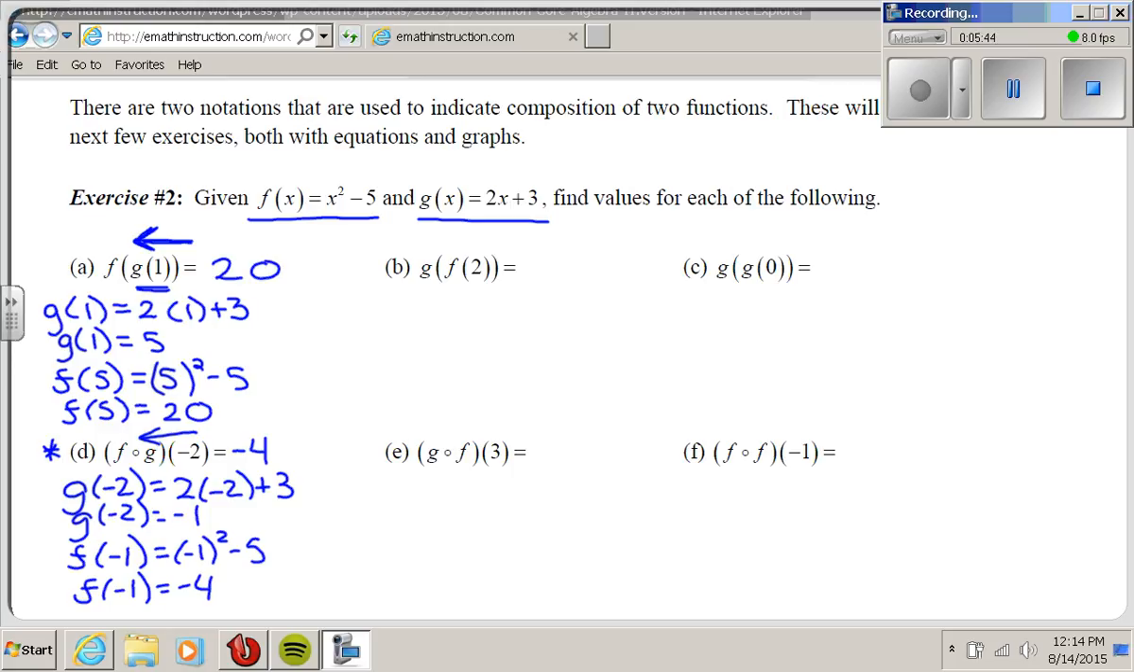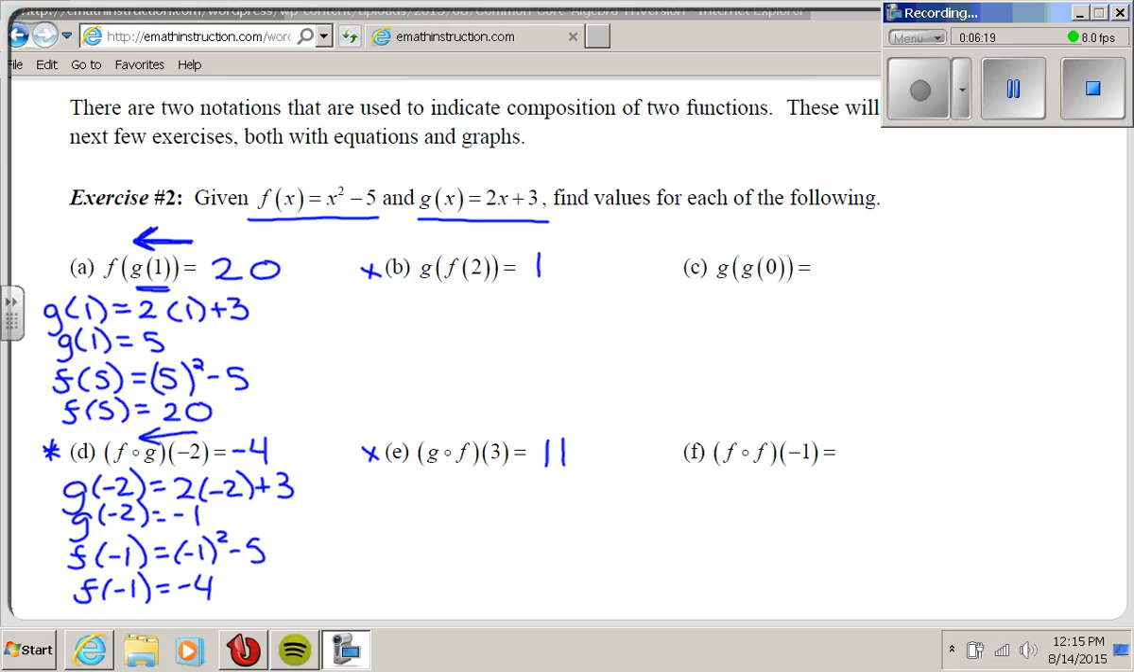I'd like you to pause the video here and do B and E on your own. When you are done, please unpause the video, and I will give you the solutions to see if you got them right. All right, so for B, you should have gotten g of f of 2 equals 1. And for E, you should have gotten g of f of 3 equals 11. If you did not get those, please make sure that you ask me in class tomorrow to go over them.